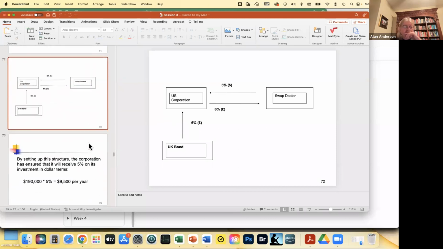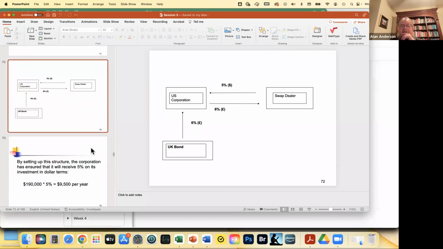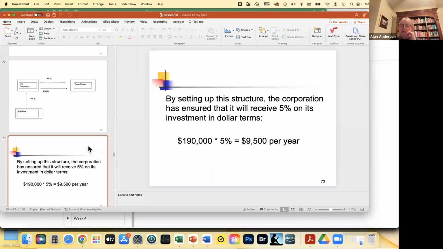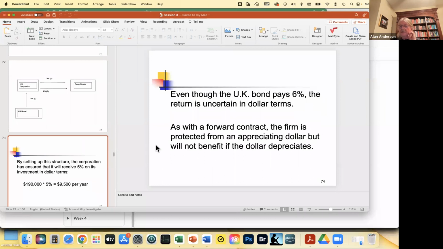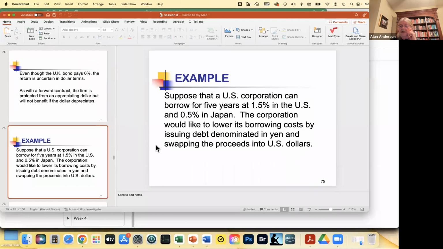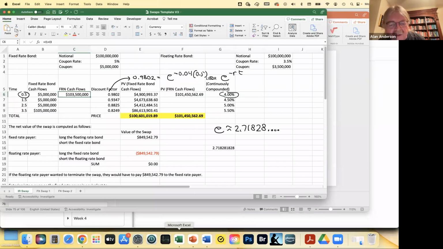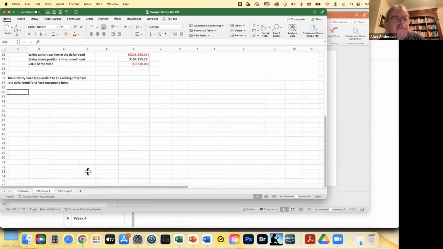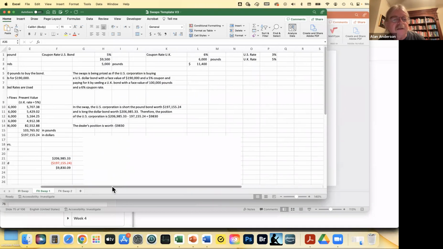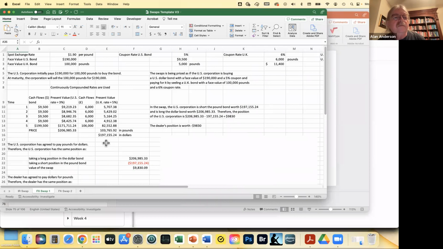So therefore, we're guaranteed that every year on our investment of 190,000 US dollars, we'll get a coupon worth 9,500. And that's that. Now I believe that's the example in our template. Let's just confirm that. Yeah, this is the one.